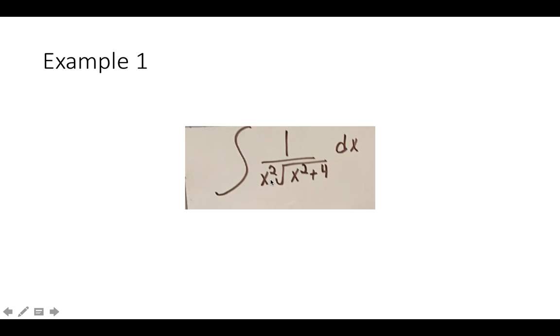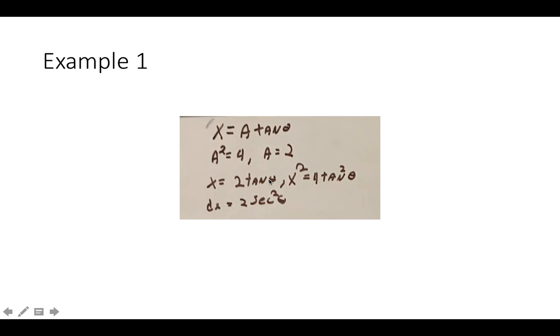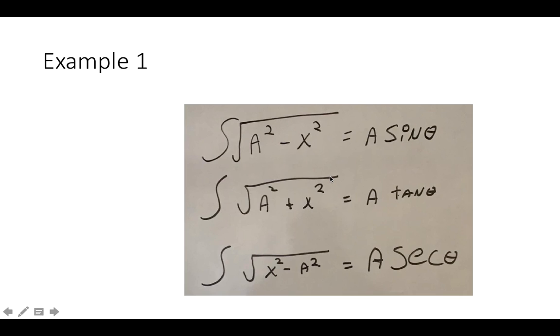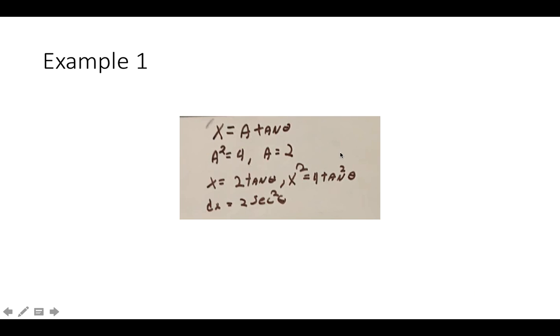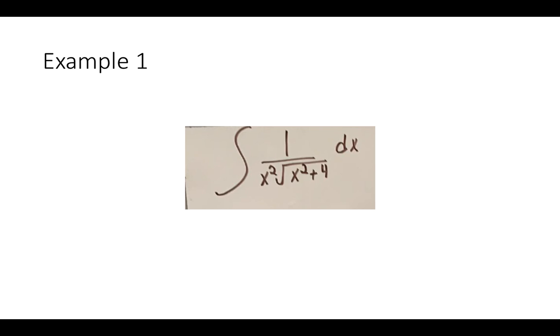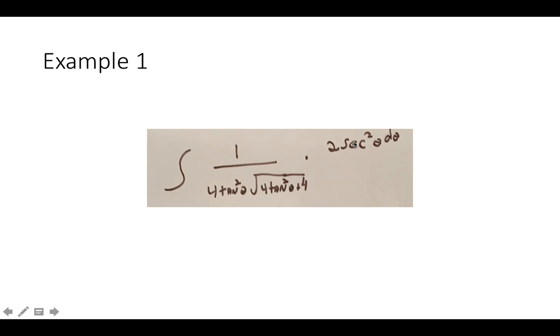Now we need x squared, which is going to be 4 tan squared theta, and we need dx, which is going to be 2 secant squared theta. Now we're just going to plug them into their respective places, x squared and dx, and we get this. So now we have this. Let's try to simplify this. What can we do to simplify this?